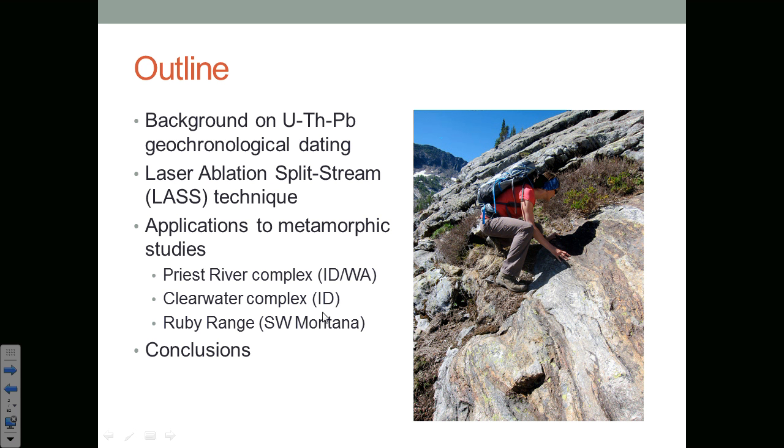And I have data to show you from three different areas. The first two are from metamorphic core complexes in the northern Idaho panhandle, and the last example, which we'll hopefully have time to get to, is from the Ruby Range, a little bit closer to home here.